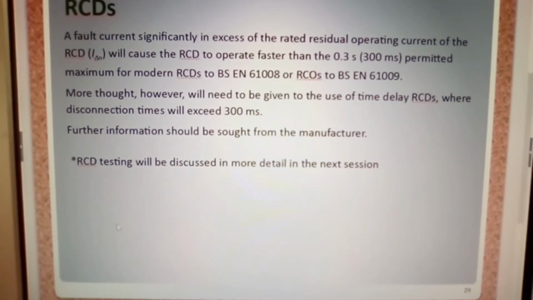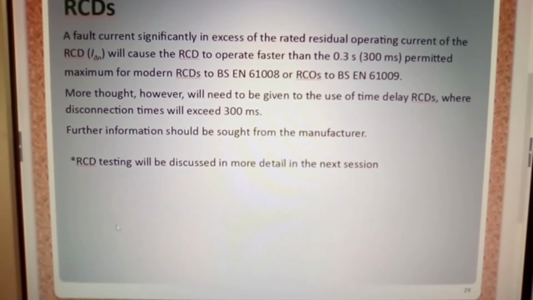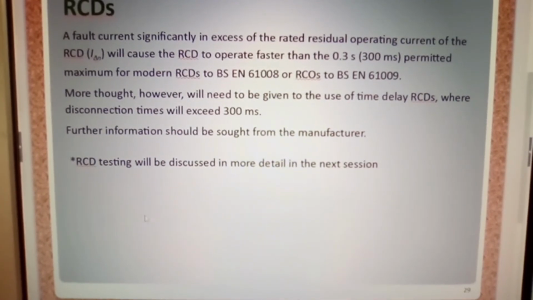And this is just telling you the operating speed of our RCDs, and the approximation of operation.